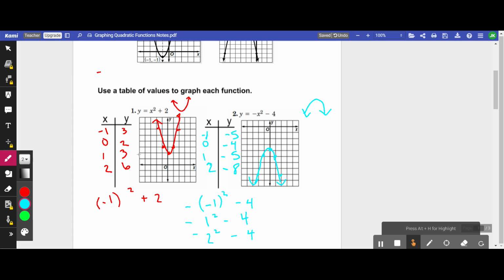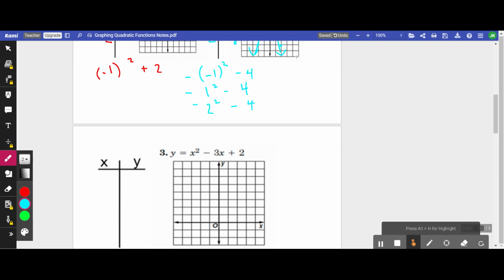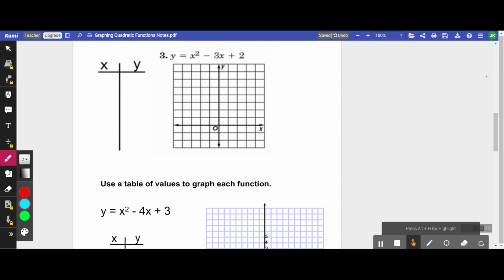Okay. And for the next quadratic function here, x squared minus 3x plus 2. So this is kind of like the others to start. So you should sub in negative 1, 0, and 1 then.